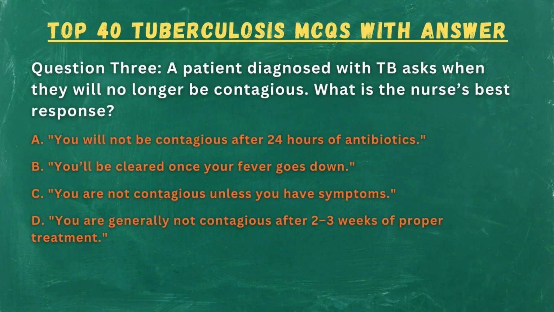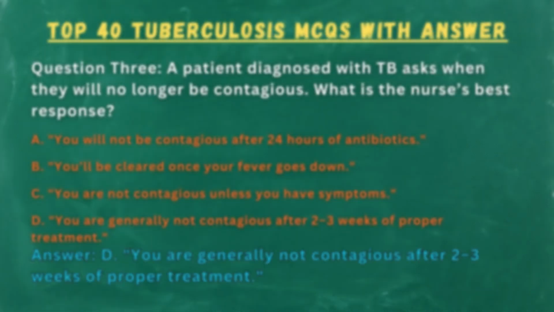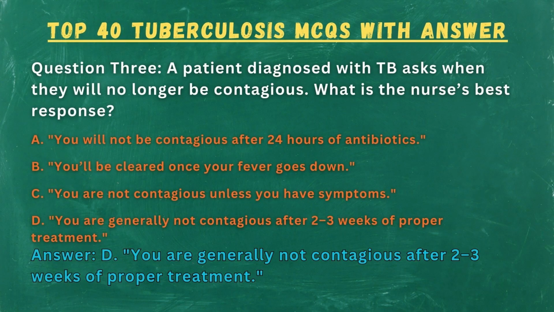Question 3. A patient diagnosed with TB asks when they will no longer be contagious. What is the nurse's best response? A. You will not be contagious after 24 hours of antibiotics. B. You'll be cleared once your fever goes down. C. You are not contagious unless you have symptoms. D. You are generally not contagious after 2 to 3 weeks of proper treatment. Answer. D. You are generally not contagious after 2 to 3 weeks of proper treatment.